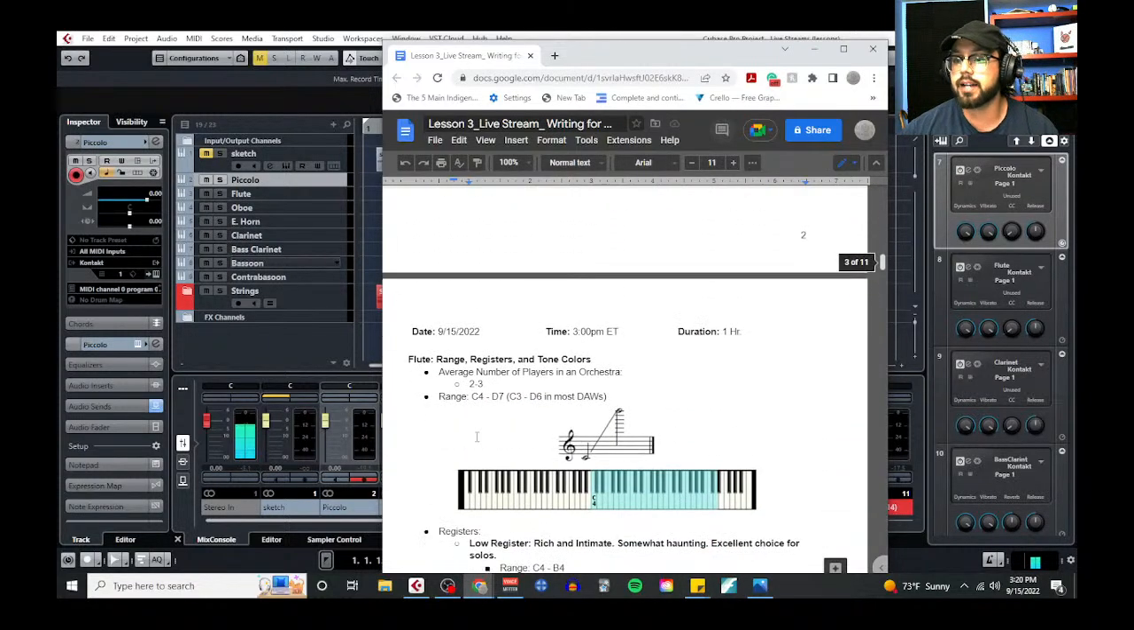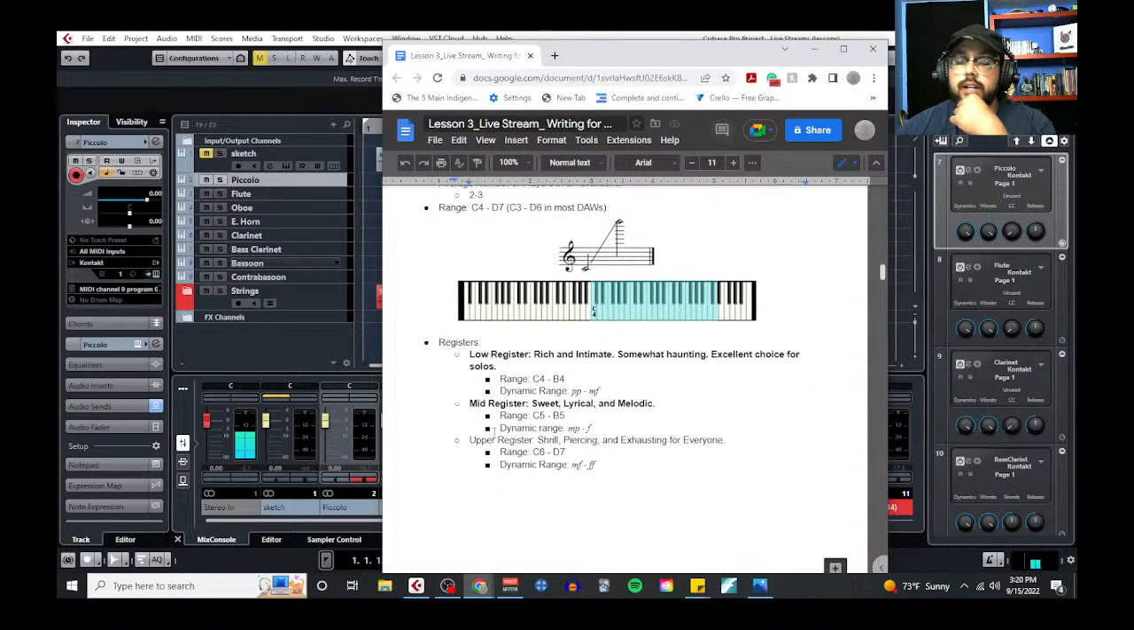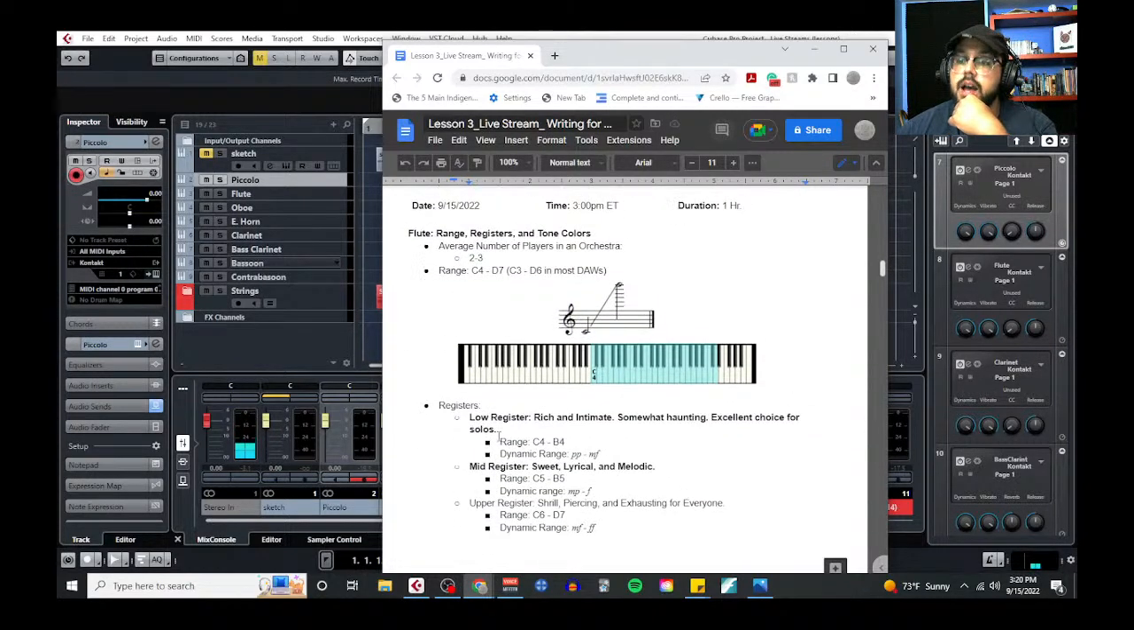All right, so moving on, we have the flute. And actually, I'm realizing now it's already 3:20, so I'm going to kind of blaze through these a little bit. The next member of the flute family is the flute, naturally. It goes from C4 to D7. That's middle C to the D above high C, a little more than an octave above high C.